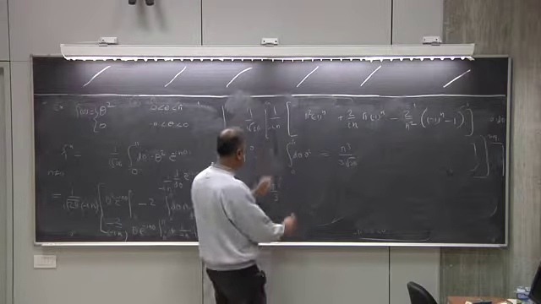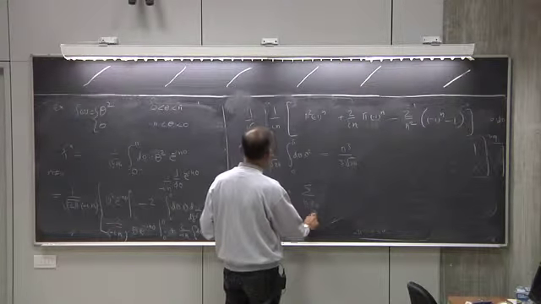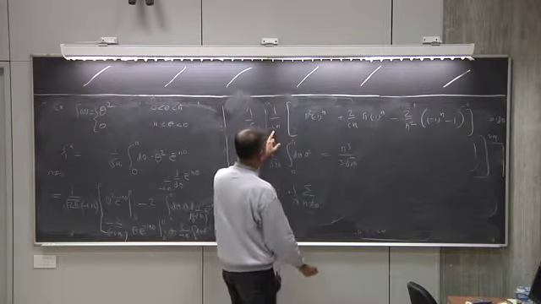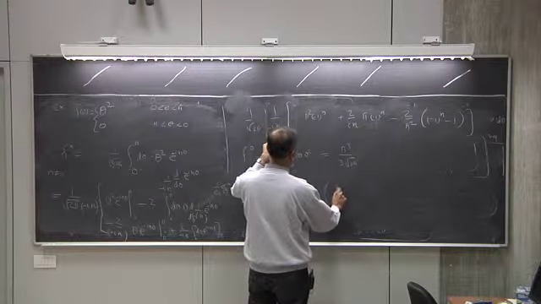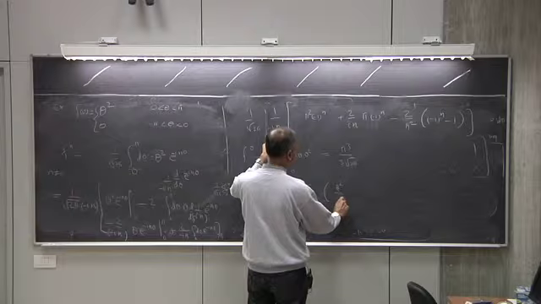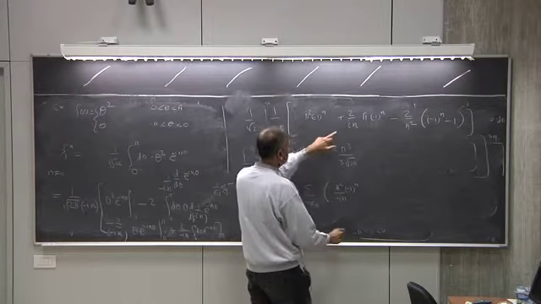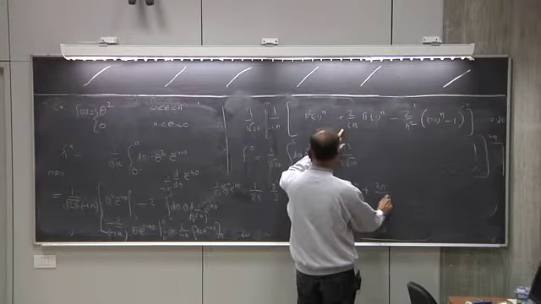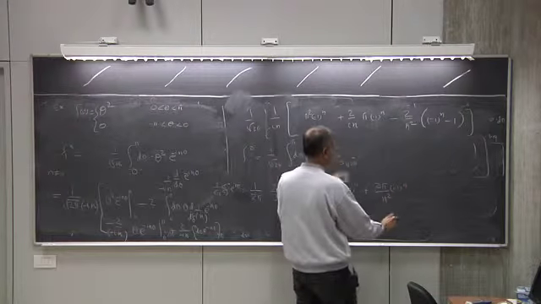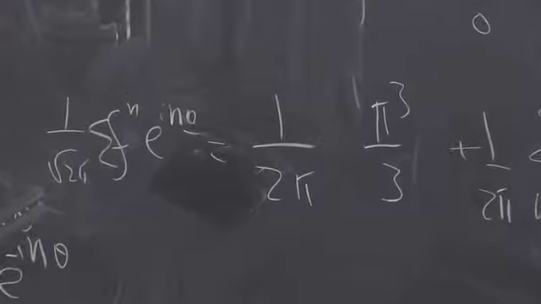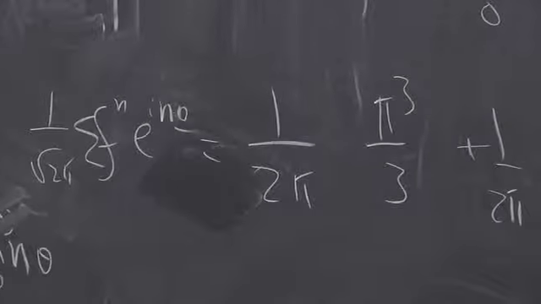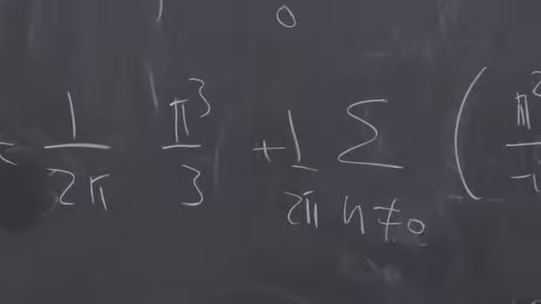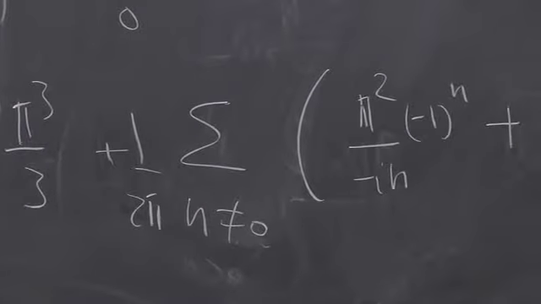Then from the remaining parts for n not equal to 0, you get here 1 over root 2 pi, 1 over root 2 pi is again 1 over 2 pi. And now there are lots of terms. So pi square over minus i n, minus 1 to the n, plus 2 pi over n square, minus 1 to the n, and then minus, plus 2 over i n cube, minus 1 to the n minus 1. This whole thing multiplying e to the i n theta for n not equal to 0. That's the expression.